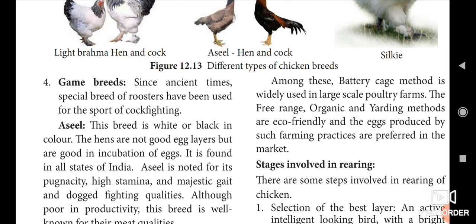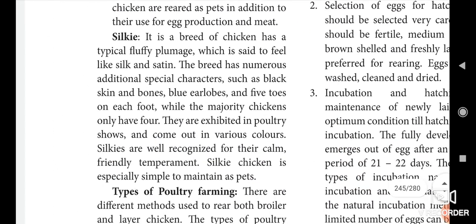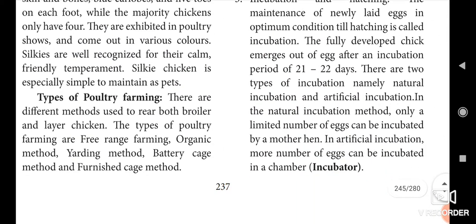Next, dual purpose breed. Dual purpose breed means they are raised for both meat and egg. So this is called the dual purpose breed. For example, Brahma. Next, game breed. It is used for the sport of cockfighting. For example, Aseel. Next, ornamental breed, it is used as a pet, not for egg production and meat. Here the example is Silky.